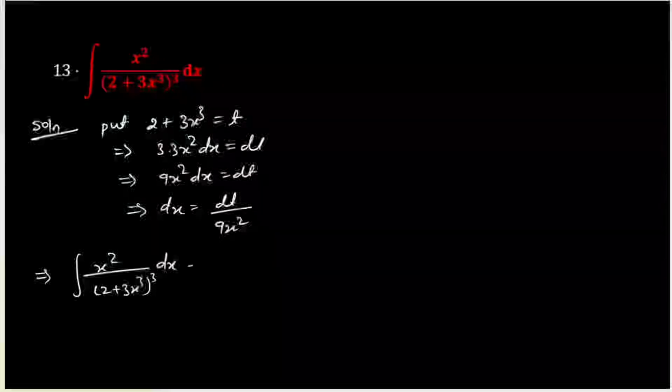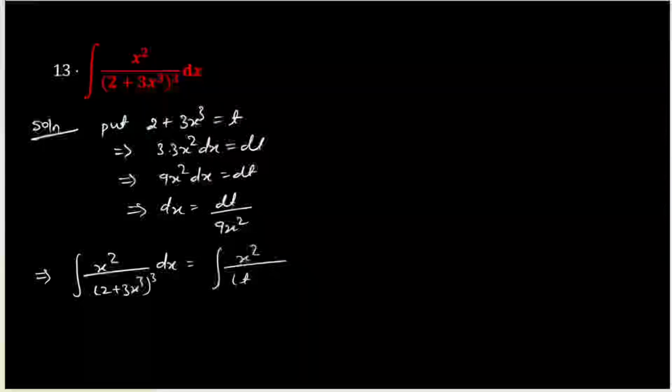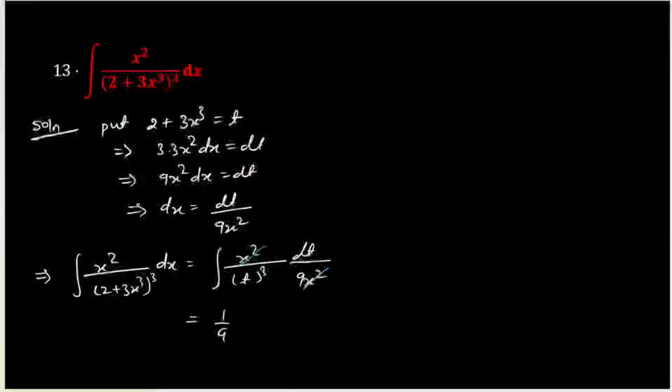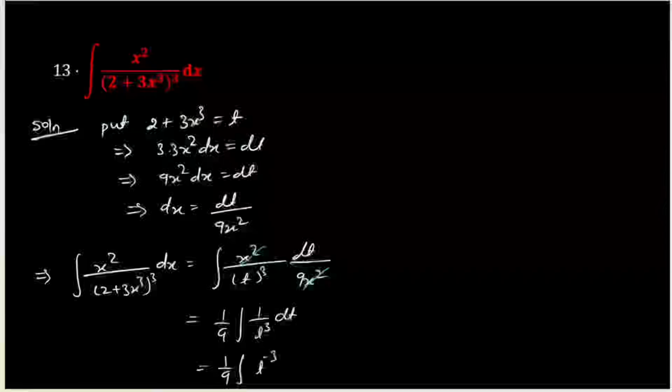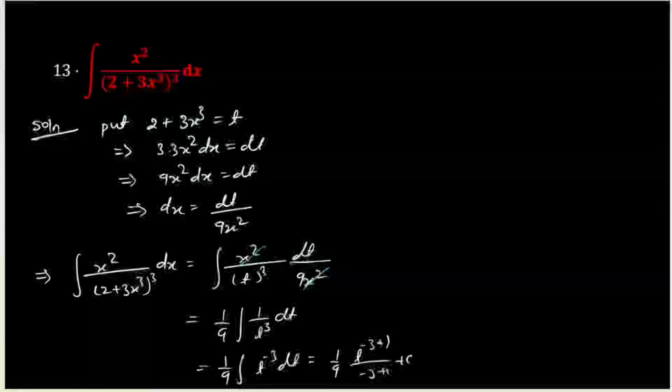Here 2 plus 3x cube is equal to t, so t power minus 3 and dx is equal to dt by 9x square, where x square is cancelled, so we get 1 by 9 outside the integral and 1 by t power 3 dt is equal to 1 by 9 integration of t power minus 3 dt is equal to 1 by 9 t power minus 3 plus 1 by minus 3 plus 1.